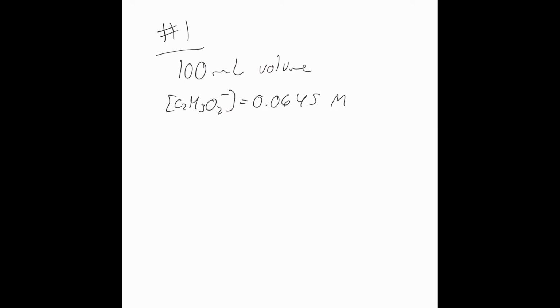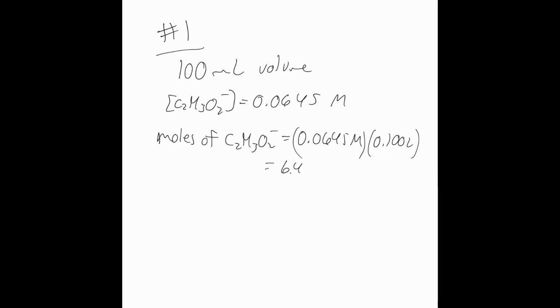So we've got 100 milliliters, 0.0645 molar. What we need to do is figure out how many moles of C2H3O2 minus, which is going to come from our grams. So in other words, we need to figure out grams, but I'm going to go ahead and solve for moles first. We have 0.0645 molar, so that's moles per liter, times 0.1 liters. And so that would mean we would need 6.45 times 10 to the minus 3 moles of our acetate.